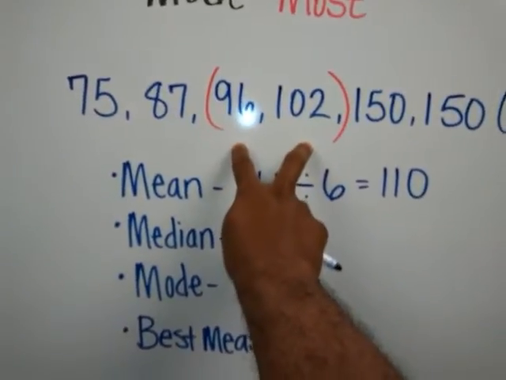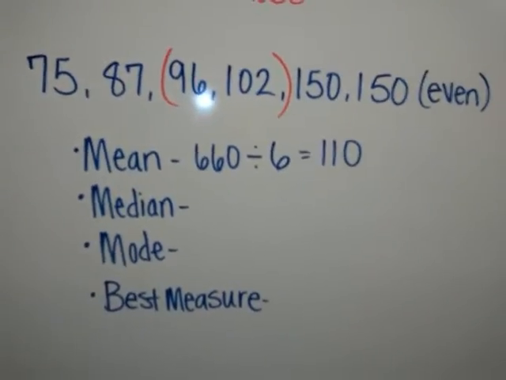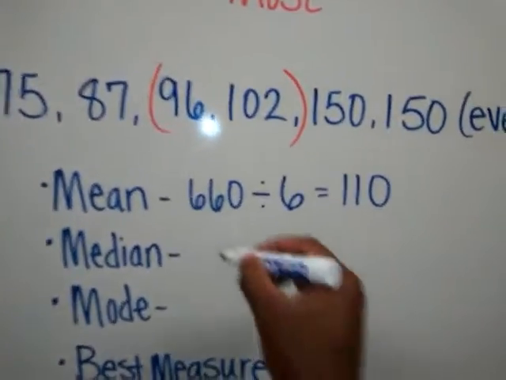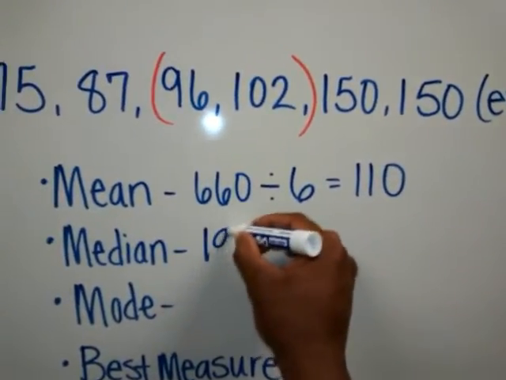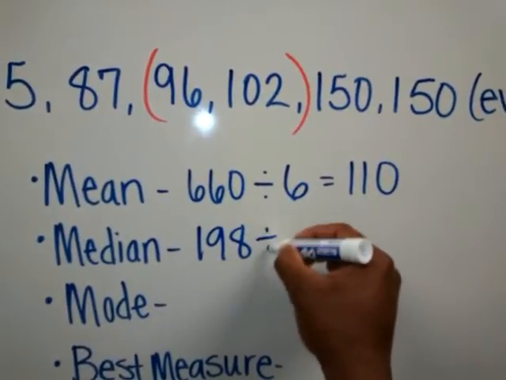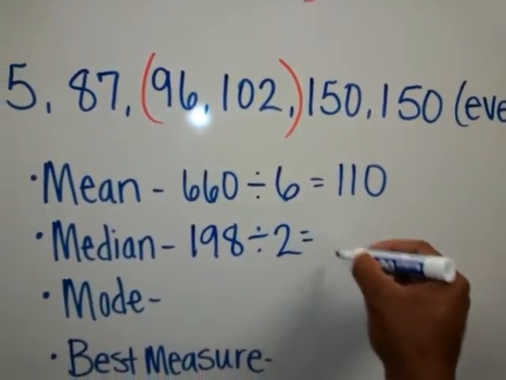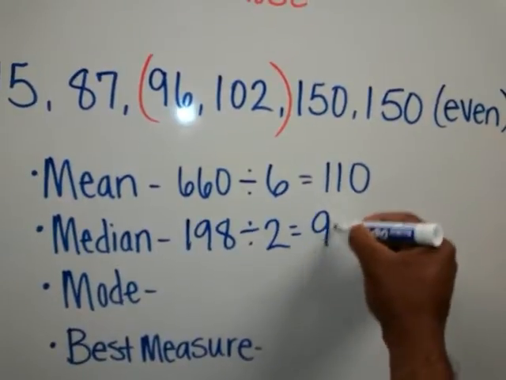Again, already identified within these red parentheses, those two numbers, we have to add them up. We're going to get 198 when we add those. We're going to divide that by 2. And this is an outcome of 99.